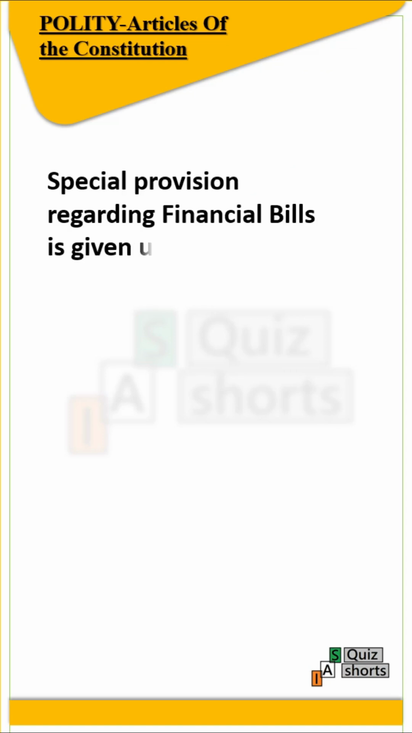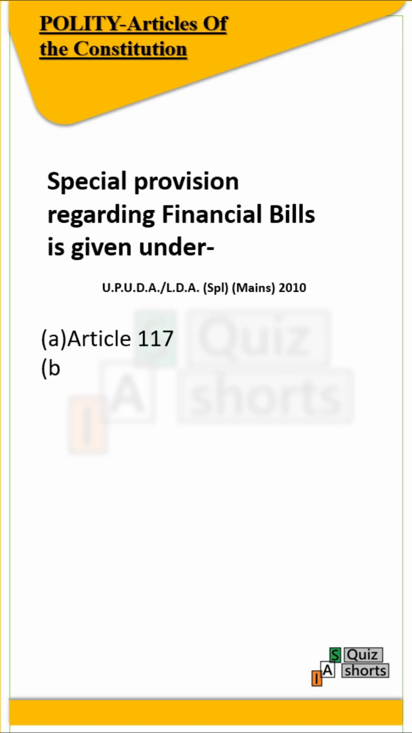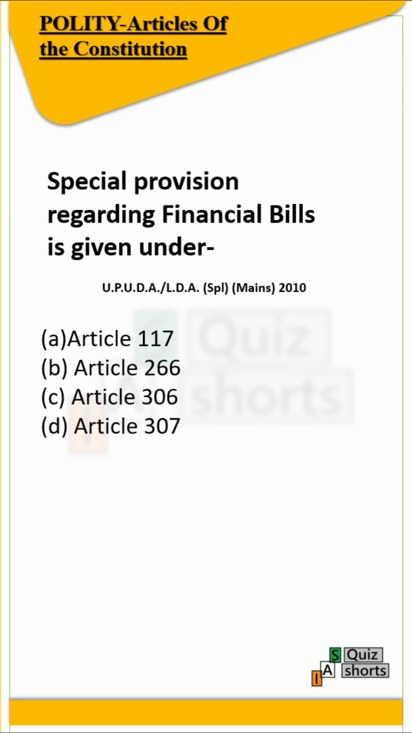Special provision regarding financial bills is given under A. Article 117, B. Article 266, C. Article 306, D. Article 307. Answer is option A. Article 117.